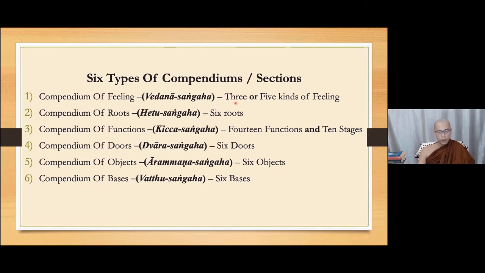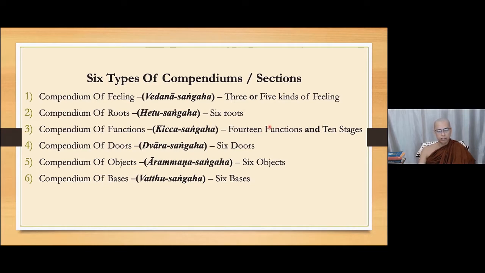In the first compendium of feeling, the consciousness and mental factors will be analyzed by 5 kinds of feeling. So we will study what the five kinds of feeling are. And in the second compendium of roots, the consciousness and mental factors will be analyzed by 6 roots. So the 6 roots we also already know. Then in the third compendium, the consciousness and mental factors will be analyzed by function. So 14 functions. So the number is quite larger.